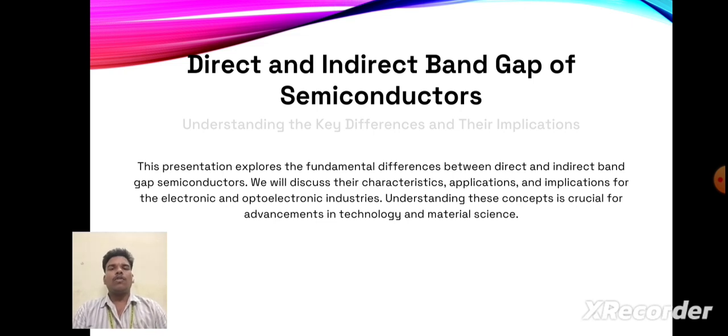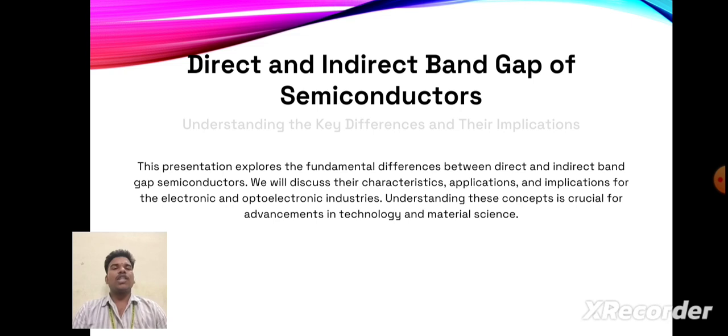First, we would have to understand the key differences and the implications of the direct and indirect band gap of semiconductors. First of all, we should know about the semiconductors, what is meant by band gap, and what are the uses of the band gap. And we should know about the characteristics, the applications, and the implications for the electronic and optoelectronic industries. Because if we are going to study anything, first we have to look at for what purpose it should be used, and in what way it is going to benefit us.